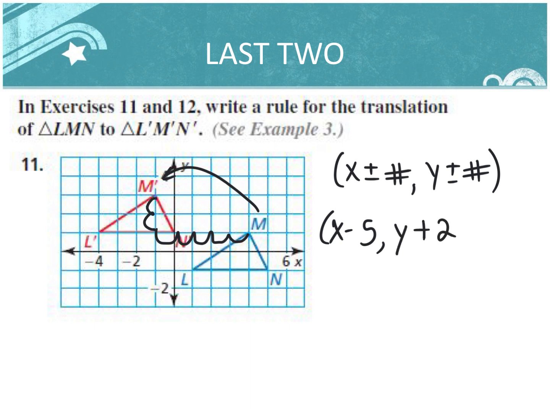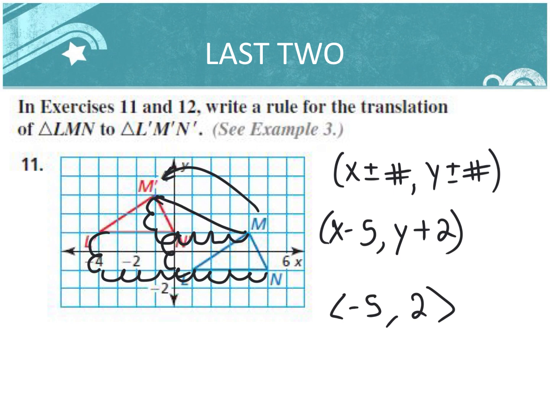Y plus 2. You can actually check your work by doing the other letters. So if we do left, 1, 2, 3, 4, 5, and then 1, 2, and then 1, 2, 3, 4, 5, and then 1, 2. They all worked out, so that is the rule for our translation. If you were to write it in vector form, it would be a vector of -5, 2 for all of them, as that would be the movement from here to here. Now, just as an FYI, we're looking for this, as this would be the rule.